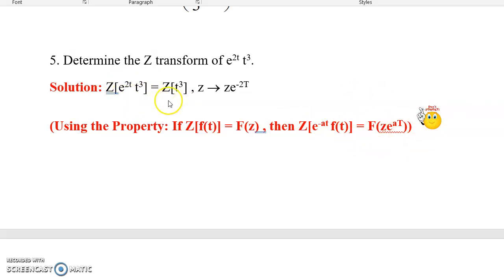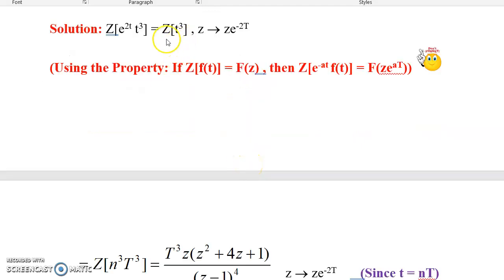Since e power 2t is attached, the e power at term can be removed. So I am removing this e power 2t out. So it is the z of t cube. See, whenever we remove e power minus at, z goes to z e power plus at. So here we are removing e power 2t. So z goes to z e power minus 2 capital T. See, here small t means the final answer will have capital T. Minus a means plus a in the answer. Similarly, here plus 2, so here minus 2. Small t will be transformed to capital T.